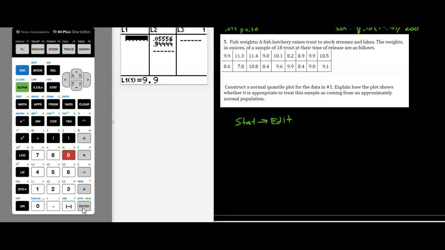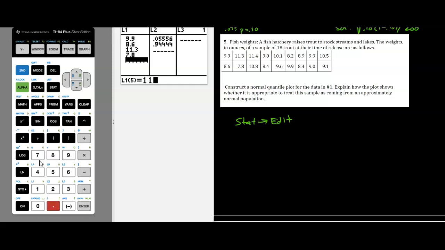9.9, 8.6. Bear with me while I just enter the data. Hopefully you're following along with me as I'm plugging this in. Whoops, that was supposed to be 7.8.